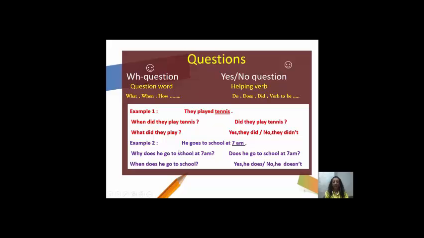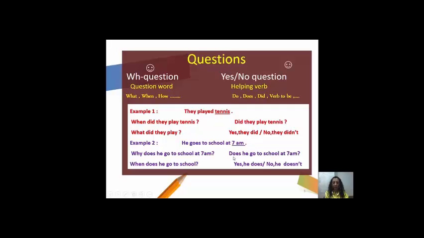Example 2, he goes to school at 7 a.m. Okay, first we have to make a yes or no question, so we can begin with does, as this is a present simple tense with he. Does he go to school at 7 a.m.? This is a yes or no question, and the answer is yes he does or no he doesn't.